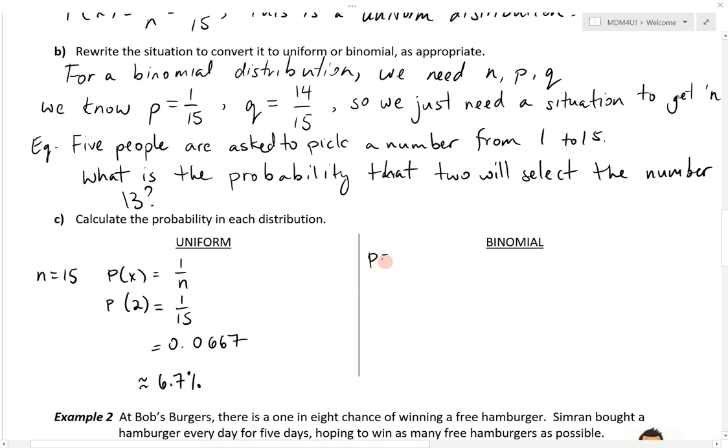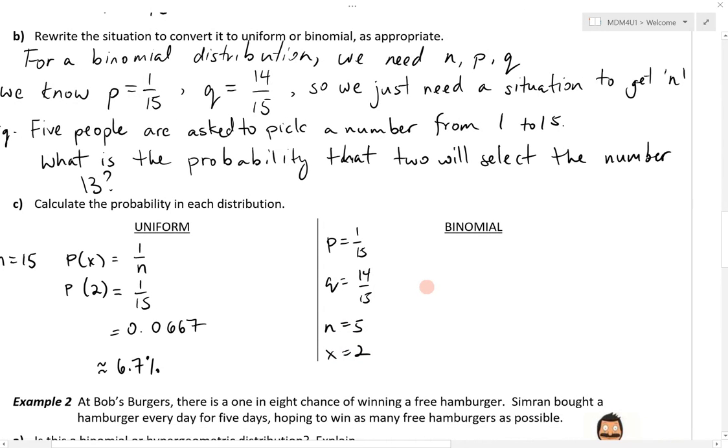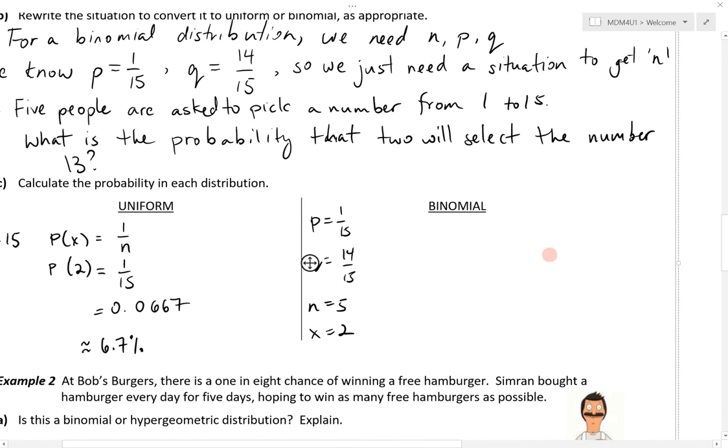For the binomial distribution, now we have the probability P, which is equal to 1 over 15, Q is equal to 14 over 15, and N is equal to 5 people, X is equal to 2. Okay, so 2 successful outcomes. So the probability of X is equal to, using the binomial, N choose X, P to the power of X, Q to the power of N minus X.